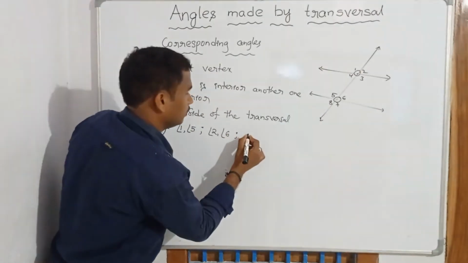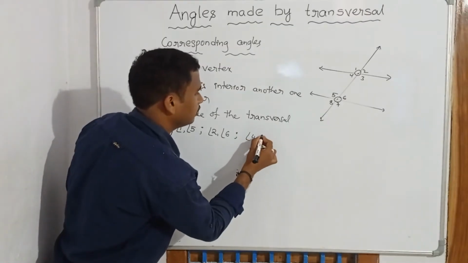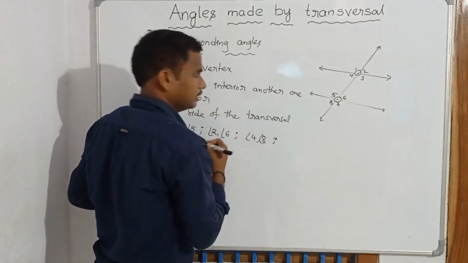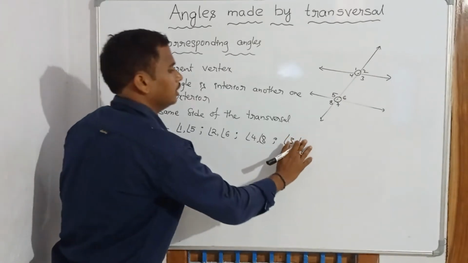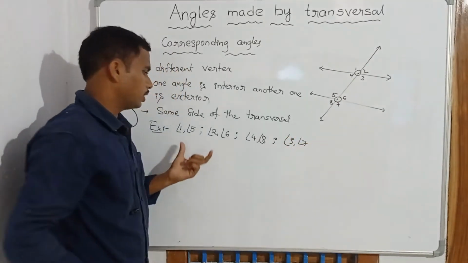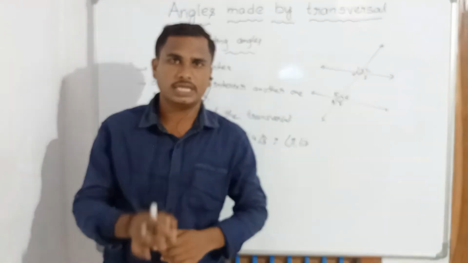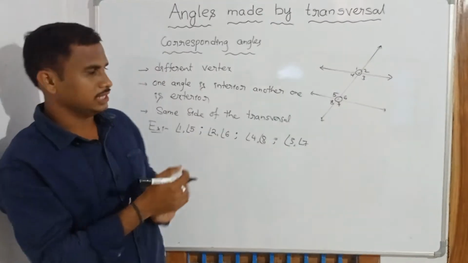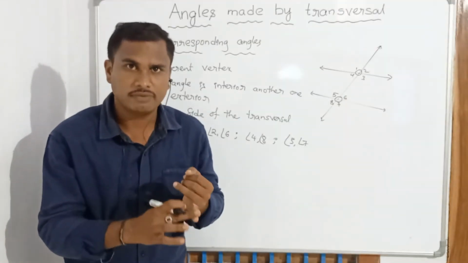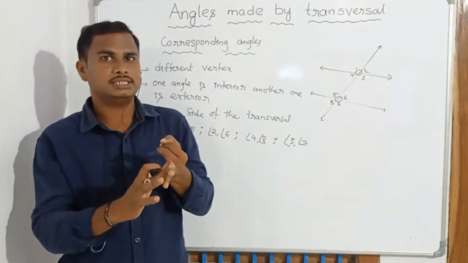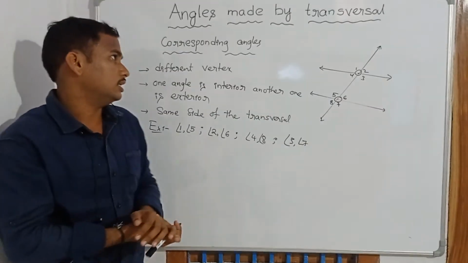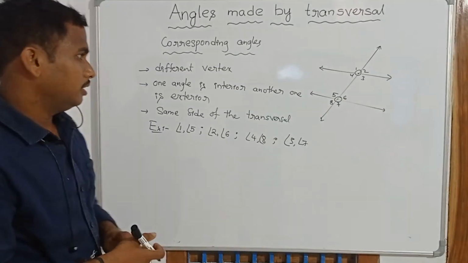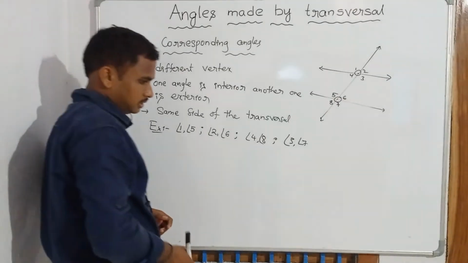Next, angle 4 and angle 8 are corresponding angles. And last one, angle 3 and angle 7 are corresponding angles. Okay? All of you understood corresponding angles. First one, different vertex. Second, one angle is interior, another one is exterior. And third one, same side of the transversal. Okay? Take a screenshot.